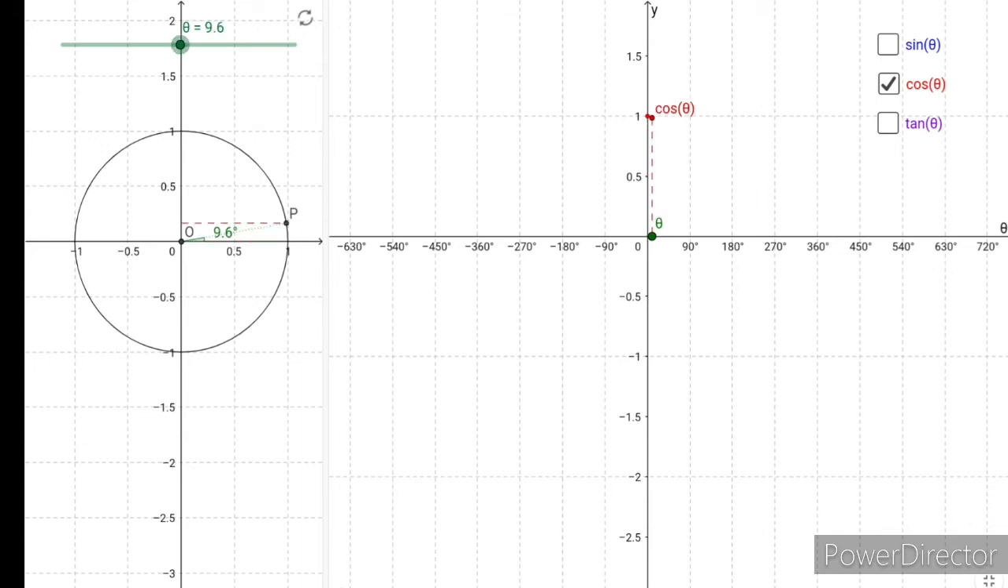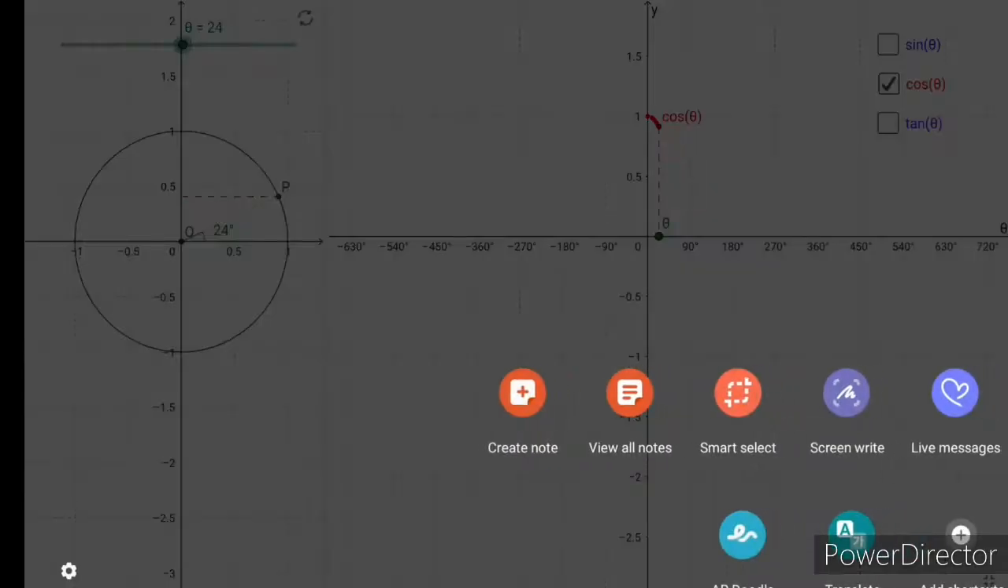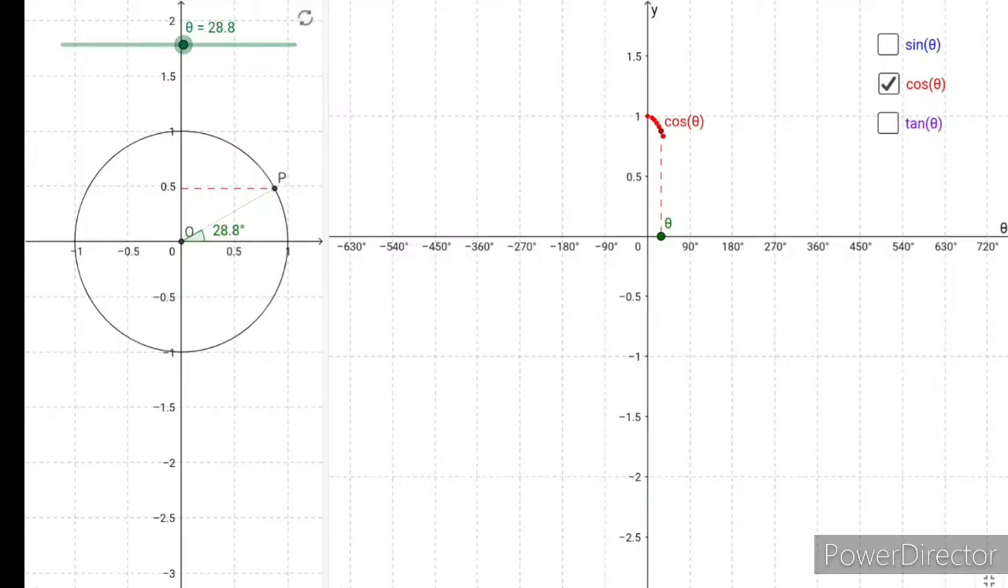Now if you increase theta, if you observe the red line, it keeps on decreasing from 1. When theta is 0, it is 1. After 0, it keeps on decreasing. Cos theta is nothing but the length of this red line. We have seen that the length of the red line is also equal to the adjacent side, which is the x coordinate of point P. If you increase theta from 0 to 90, cos theta, which is the length of the adjacent side, keeps on decreasing.